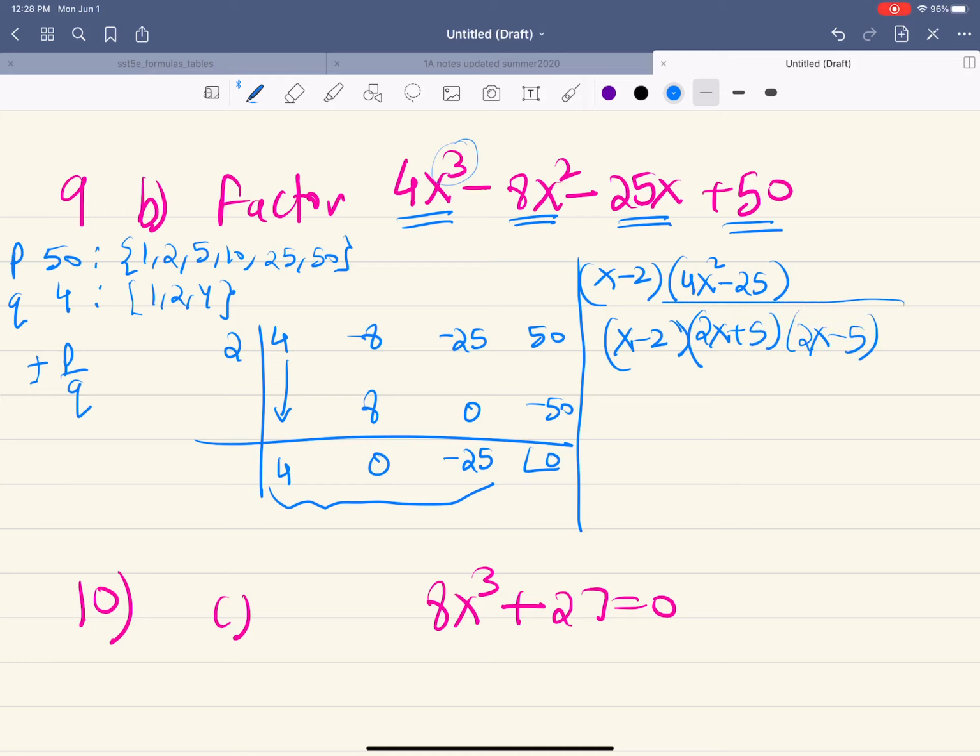And that's the end of it because we were being asked to factor it, not solve it. And it's not an equation. There's no 0 on the other side. So that's the end of the problem. We would stop over here.